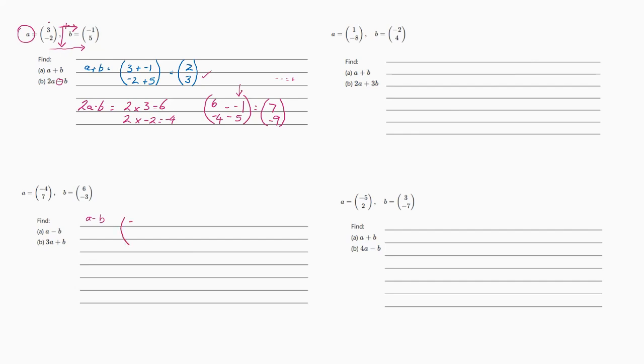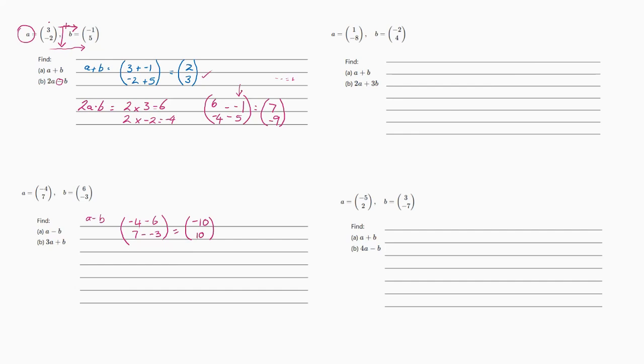So we've got -4, -6, and we've got 7 minus -3. So our new vector is -10, and 7 minus -3 becomes a plus, so we have 10 again. So our new column vector is -10 and 10.